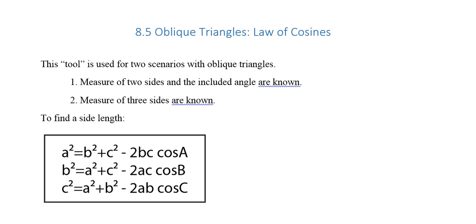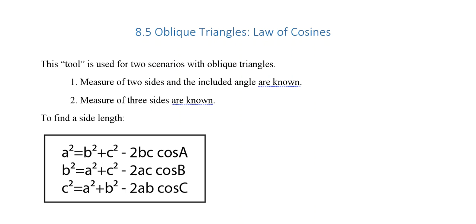In this video we're going to finish up Chapter 8 and we're going to talk about Law of Cosines. In the last video we started working with oblique or non-right triangles and we used the Law of Sines to do that. We were able to do that because we had a pair where we knew an angle and its opposite side. In this section we need to use the Law of Cosines because we no longer have that pair. Our two scenarios are that we have two sides and the angle included, or we have all three sides.